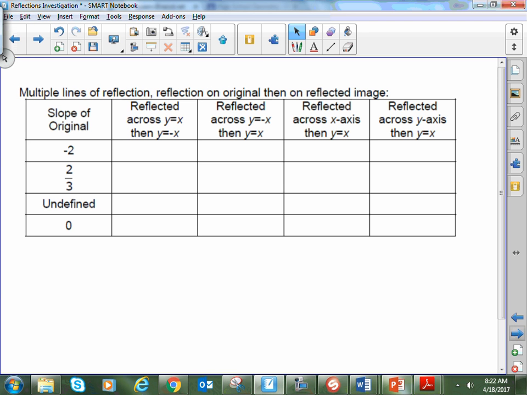Same thing here, find the slope of the lines. Now pay attention that we're actually doing 2 reflections for each one. So make sure you pay attention to that.